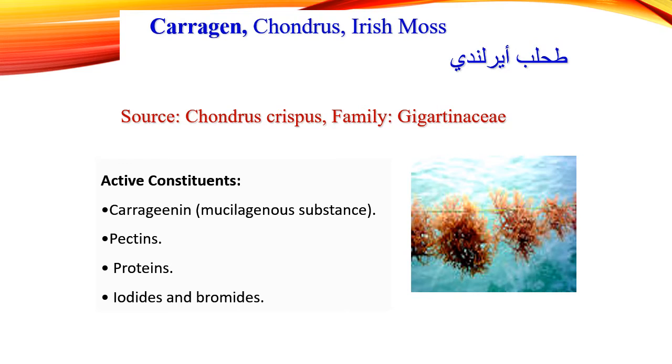Scaragine or Chondrus or Irish moss, طحلب Irelandii. The thallus obtained from Chondrus crispus family Gigartinaceae. Active constituent, mucilaginous substance known as carragine or carrageenine, pectin, proteins, iodides and bromide. Photograph of carragine in its habitat.